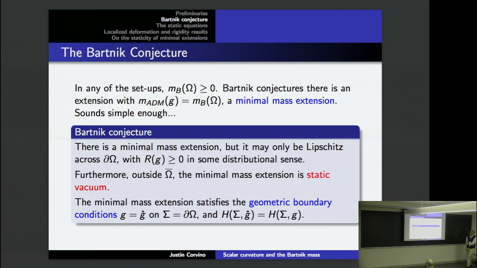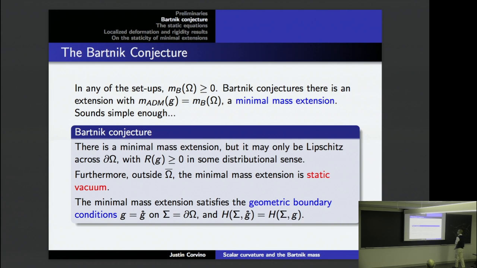The ones that I just outlined, there's 3 different setups. Since you have a positive mass theorem available in either case, then the Bartnik mass is non-negative. And the Bartnik conjecture, at least as far as the minimal mass conjecture, is that, well, there is an extension of your domain with whose ADM mass is the minimum of all extensions. Okay? So it sounds simple enough.